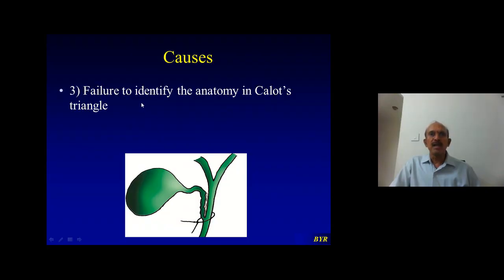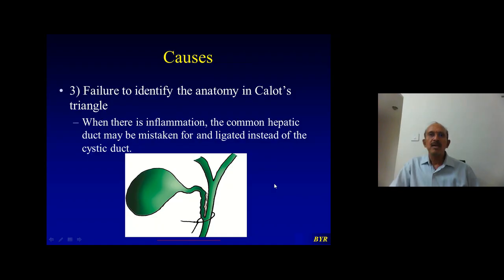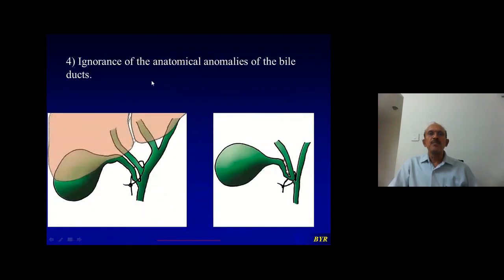The third cause is failure to identify the anatomy in Calot's triangle. When there is a lot of fibrosis, the cystic duct sometimes will be found completely adherent to the common hepatic duct. So then you may think that this is the cystic duct and put a ligature around the common bile duct. When there is inflammation, the common hepatic duct may be mistaken for and ligated instead of the cystic duct.